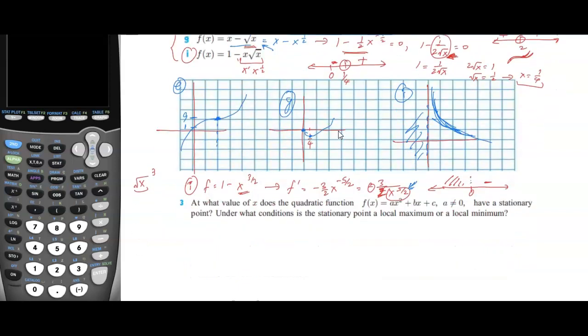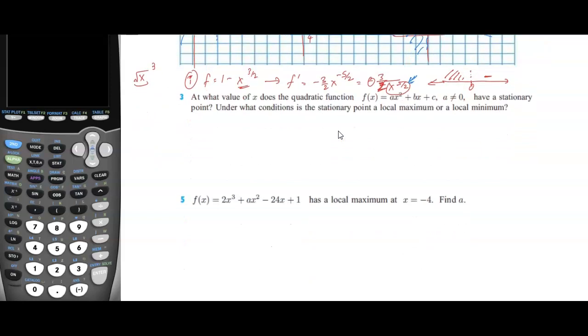Let's go down to 3. At what value of x does the quadratic function ax squared plus bx plus c, where a is not equal to 0, so it's just a quadratic in standard form, have a stationary point? Under what conditions is a stationary point a local maximum or a local minimum?